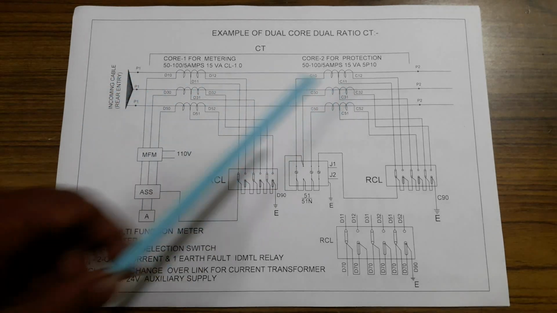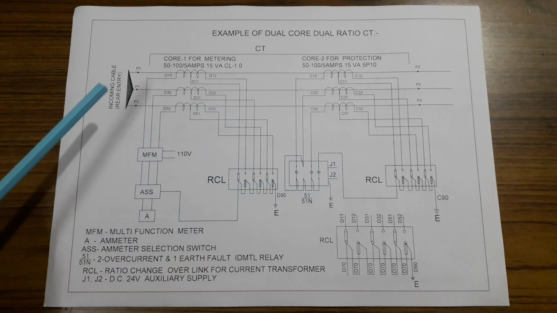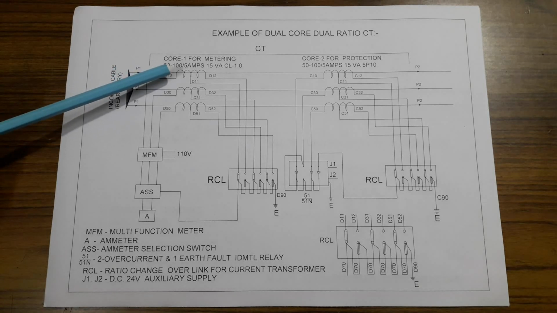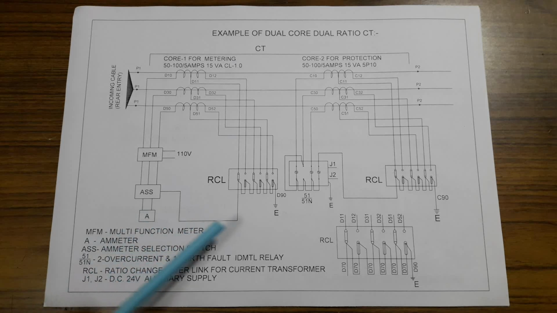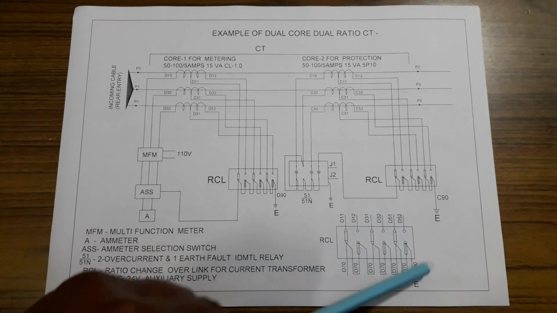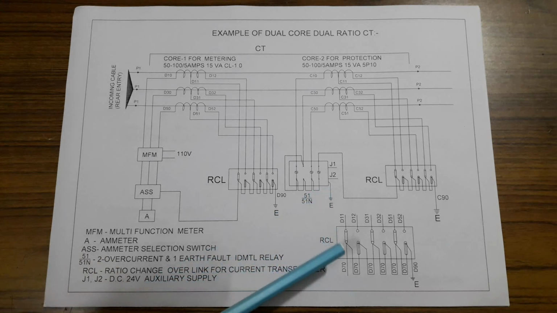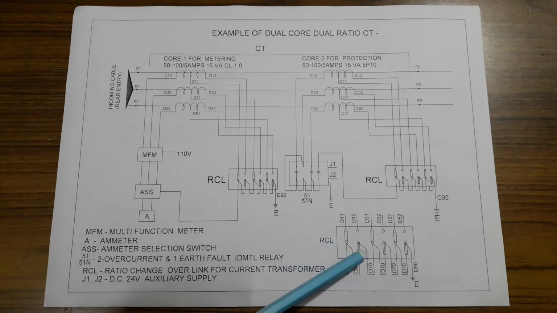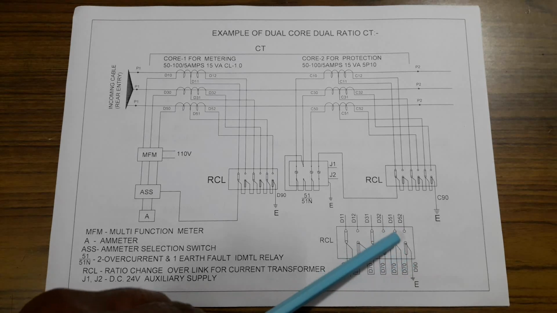Here are two cores in the same CT, and primary current is 50 ampere and 100 ampere. Here it is the RCL. RCL means ratio changeover link for current transformer. Here is the enlarged view of RCL. There are two links, link one and link two. When this link is open, this link is closed. When this link is open, this link is closed. This link is open, this link is closed.